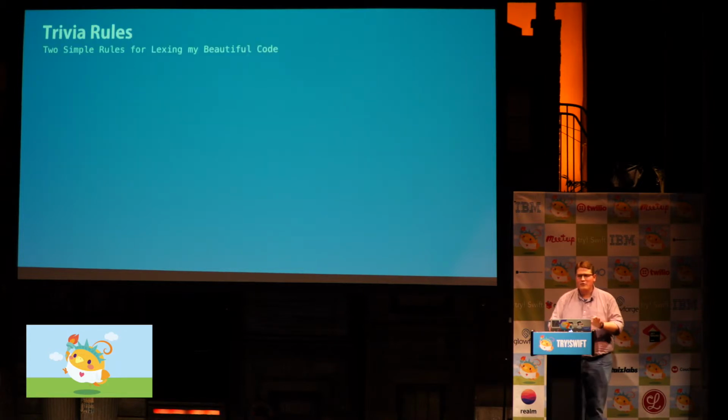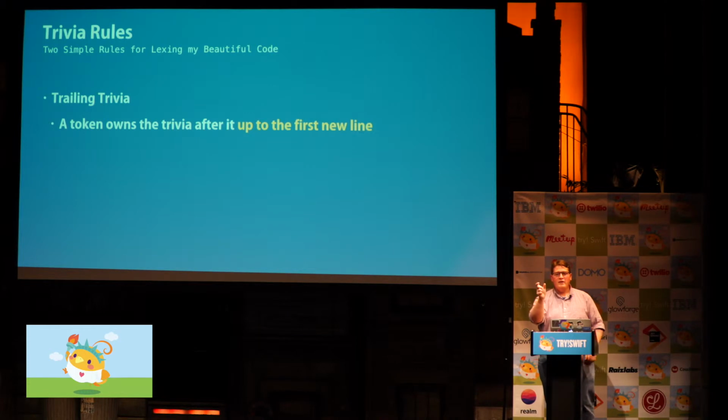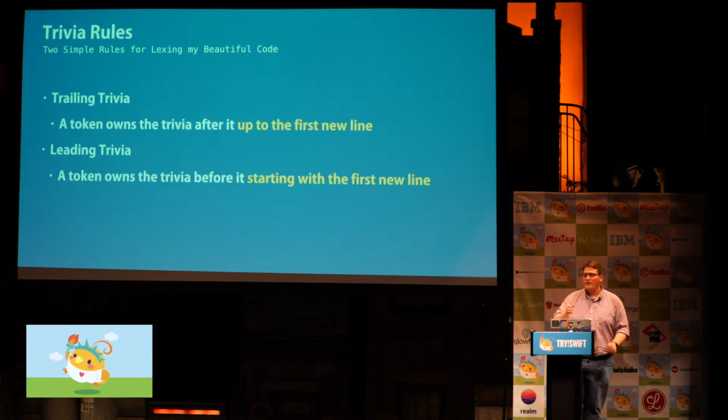So you may be wondering about this trivia thing. When does a piece of trivia, like a space, belong before a token, and when does it belong after a token? Well, we came up with 2 specific rules for when certain trivia applies to certain tokens. So trailing trivia. Any token owns the trivia that comes after it up to the first new line, but not including it. And then every token owns the trivia before it, starting at the first new line up to it. This is a little abstract, so let's look at an example.